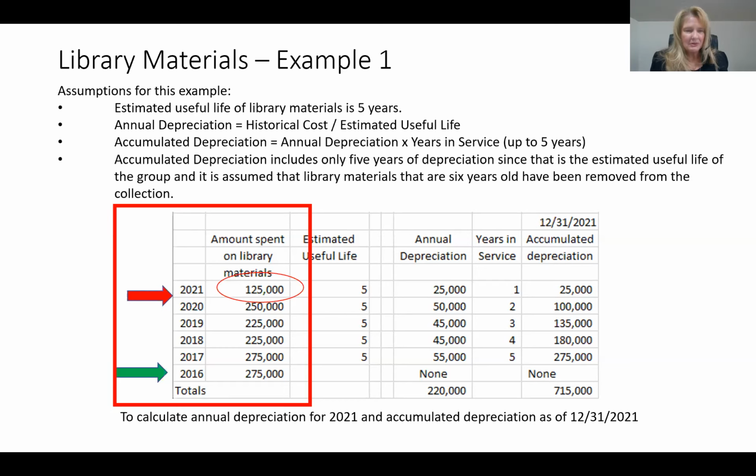And notice the green arrow is 2016. So that $275,000, based on my assumptions for reporting the capital asset in the capital asset ledger and for depreciation purposes, I'm going to assume that the materials I bought in 2016 are fully depreciated and should be removed. Okay, so I just wanted to show you that part for now.